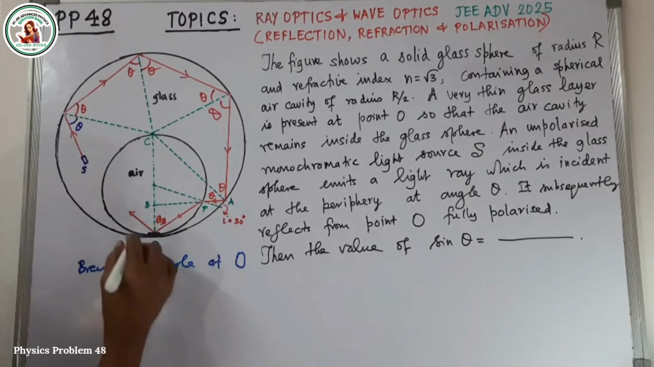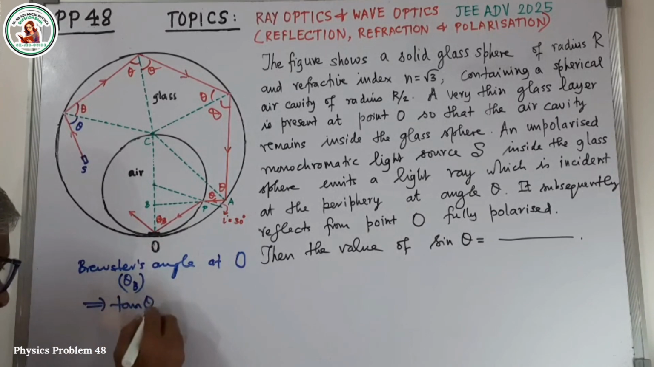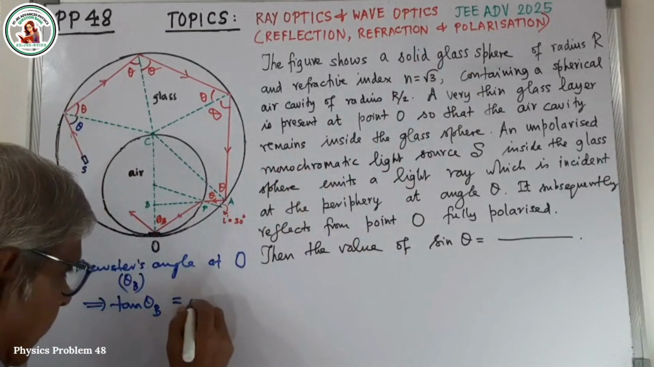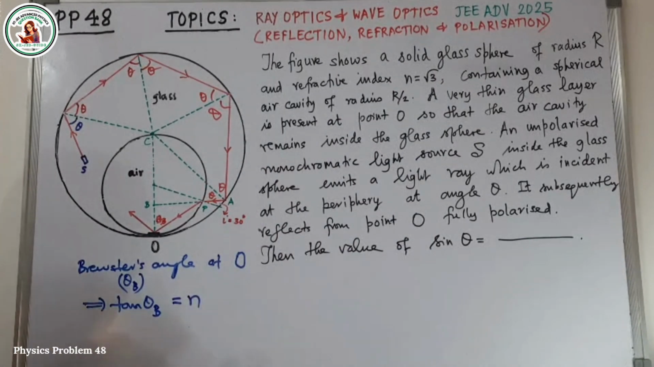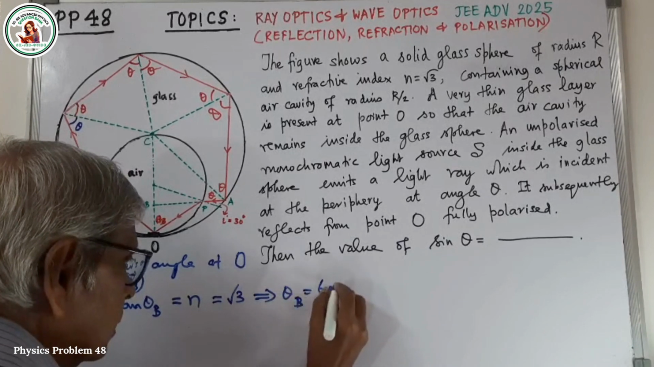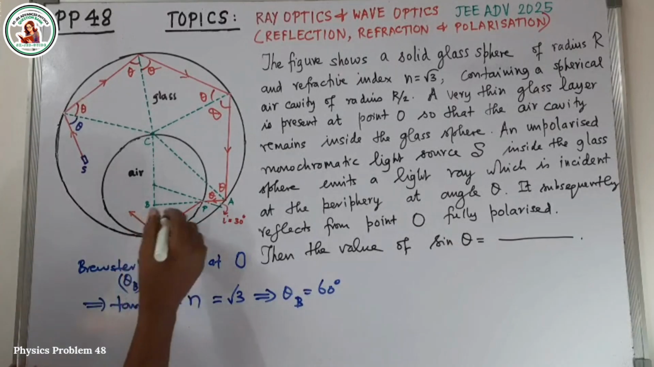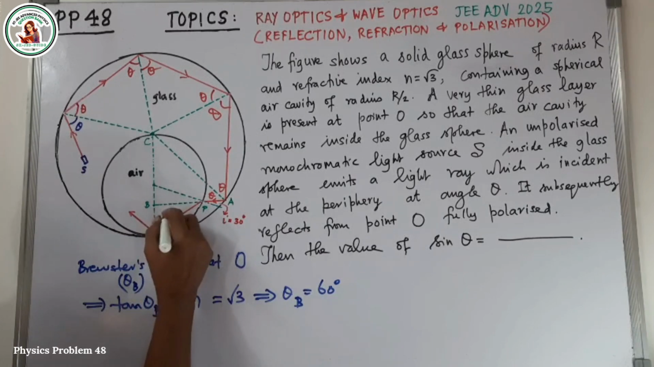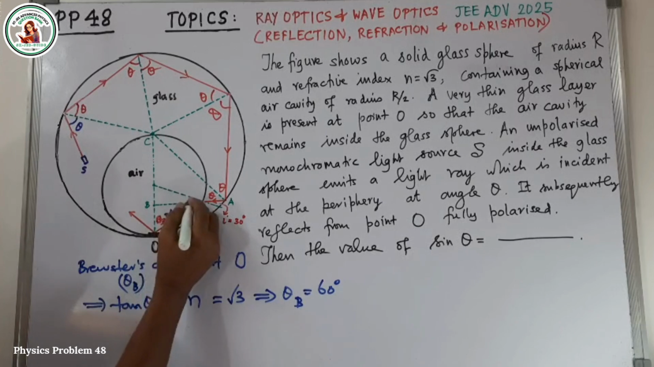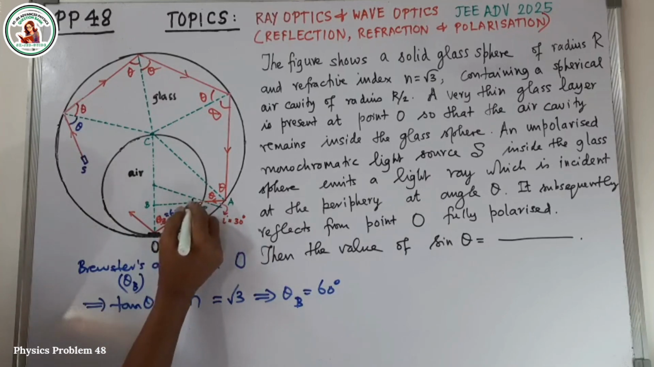This theta b is related to the refractive index: tan theta b must be equal to mu, the refractive index of the medium. Here they are using another symbol, n. N is equal to root 3. This implies theta b must be 60 degrees. So here it is 60 degrees. This radius and this radius make an isosceles triangle, and with the normal, the angle of refraction must also be 60 degrees.